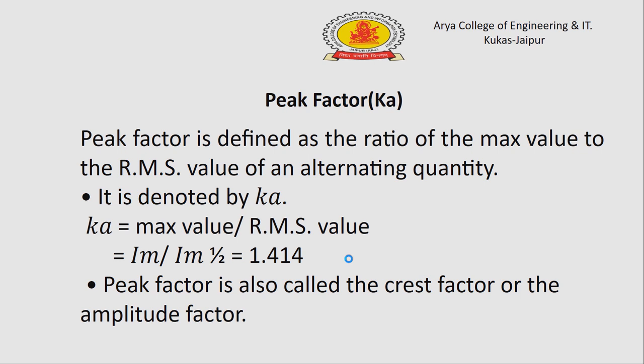Peak factor. Peak factor is defined as the ratio of maximum value to RMS value of an alternating quantity. It is denoted by Kp. Kp equals I maximum upon I RMS, or V maximum upon V RMS. That is the maximum value Im upon the RMS value Im upon root 2, which equals 1.414. Peak factor is also called the crest factor or the amplitude factor.